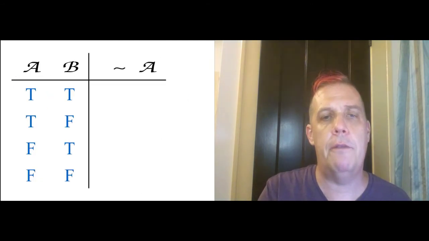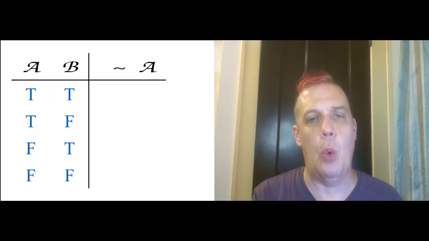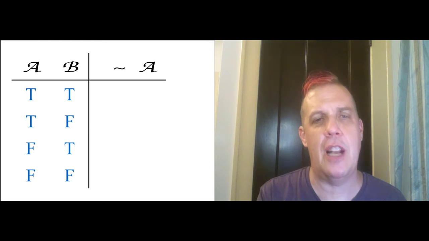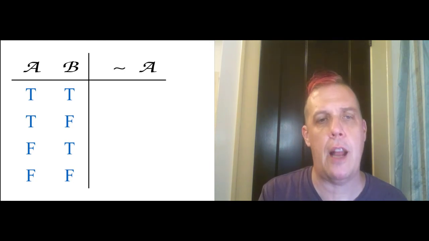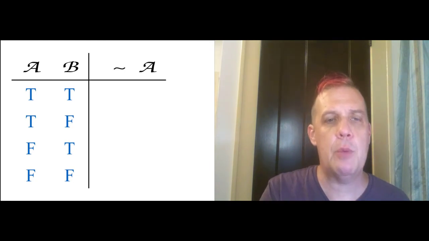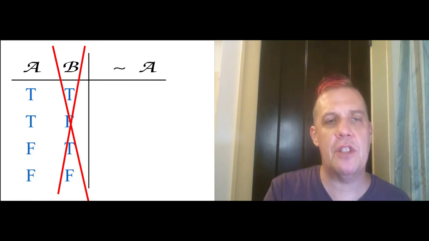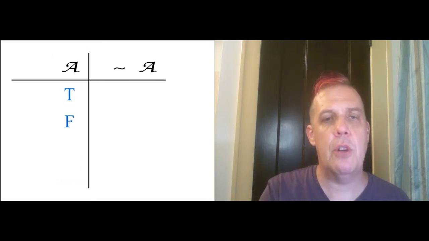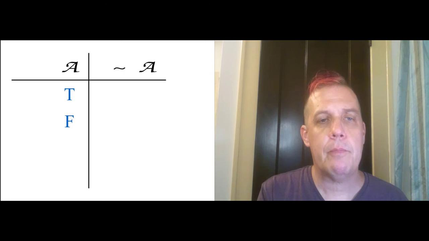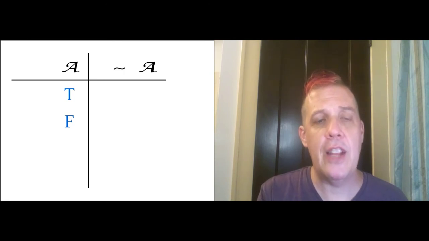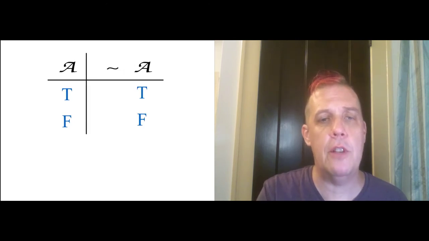We also have the negation, which is like a one-place connective. It doesn't actually connect anything, but we still call it a connective. For this one, we don't need a B. It's just got one place. So we just have one input, and that input can be true or false, and the negation flips it around.